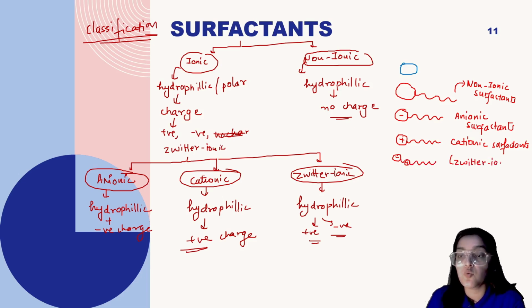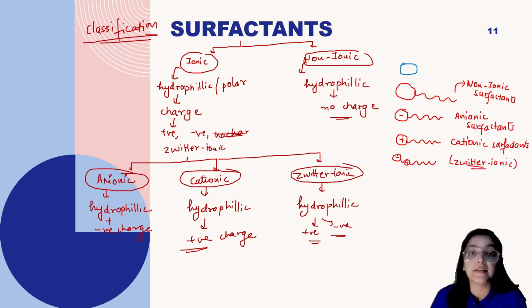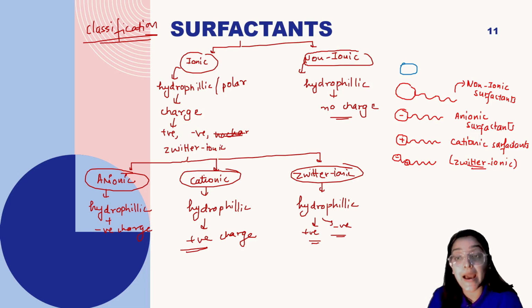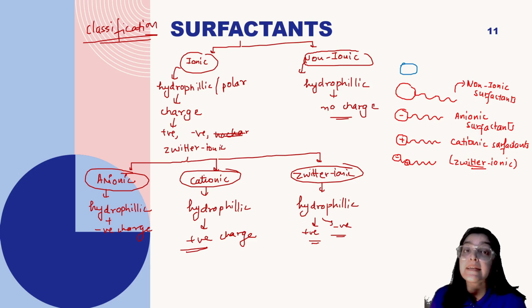You must know that these zwitterionic surfactants are actually affected by the pH also. So if the pH is higher, they will be categorized as the anionic ones. If the pH is lower, they will be termed as the cationic ones. So as per the pH also, they tend to change their behaviors.